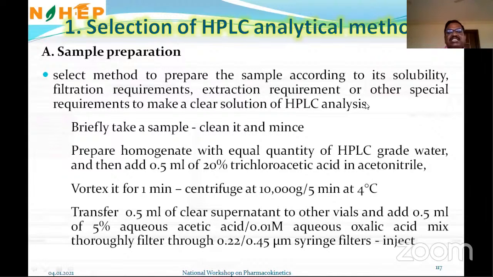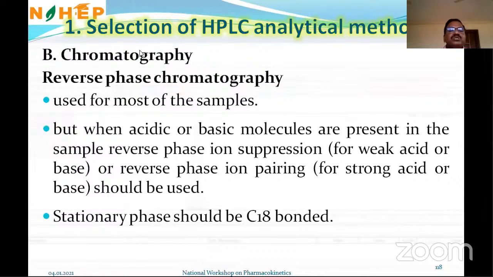Briefly, take a sample, clean it and mix it, and prepare a homogenate with an equal quantity of HPLC grade water. Then add 0.5 ml of 20% trichloroacetic acid in acetonitrile and vortex it for 1 minute, and then centrifuge at 10,000 g for 5 minutes at 4 degrees centigrade. Transfer 0.5 ml of clear supernatant to other vials and add 0.5 ml of 5% aqueous acetic acid or 0.01 molar aqueous oxalic acid, mix thoroughly, and filter through a 0.22 or 0.45 micrometer syringe filter, and then inject that sample.